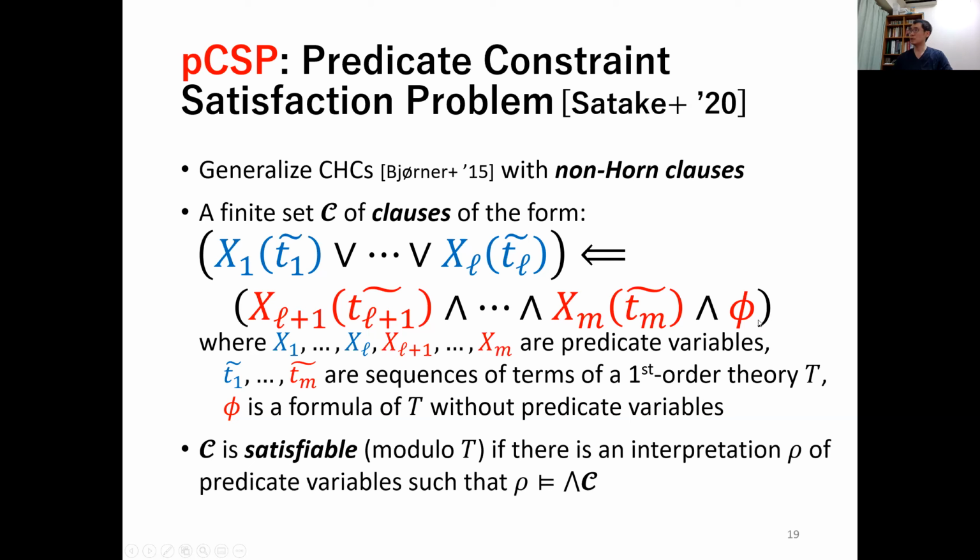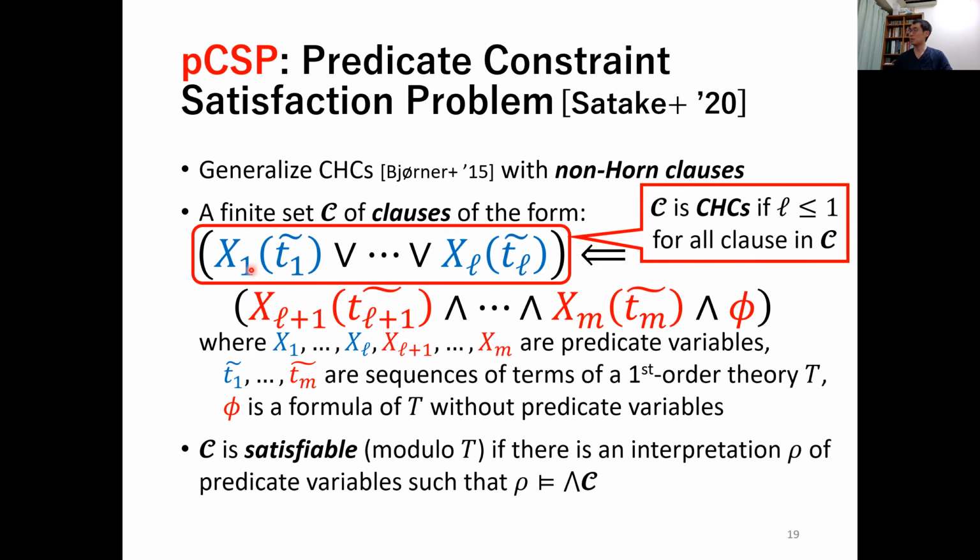Note that this is a generalization of a constraint Horn clause, namely, if the number of disjunctions here is less than or equal to 1, then this becomes a constraint Horn clause. Now, this generalizes constraint Horn clauses to allow basically arbitrary clauses. And we say that the constraint pCSP C is satisfiable if there is an interpretation of the predicate variables that makes each of the clauses valid.